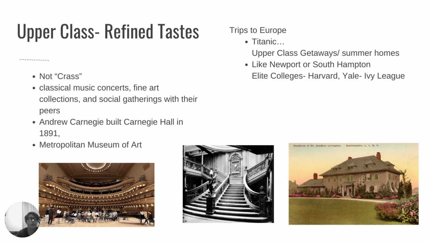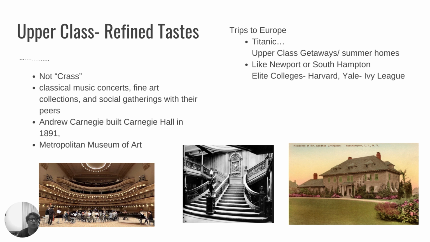The upper class, the super rich, are not trying to mingle with the middle class. They're really distancing themselves, especially from the working class. So whereas the working class would be going to vaudeville, the upper class is going to go to classical concerts and art museums. Andrew Carnegie is going to build Carnegie Hall in 1891, and this is going to be kind of the center of the cultural scene for these super elite.